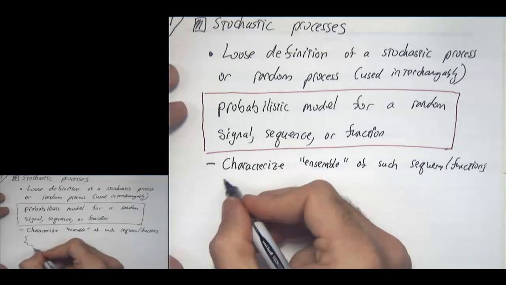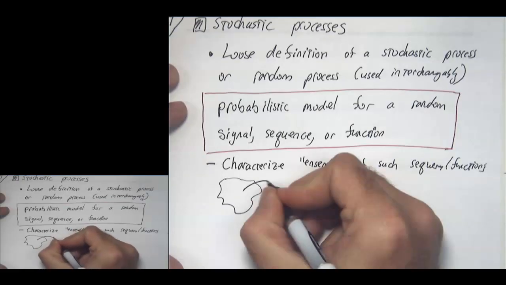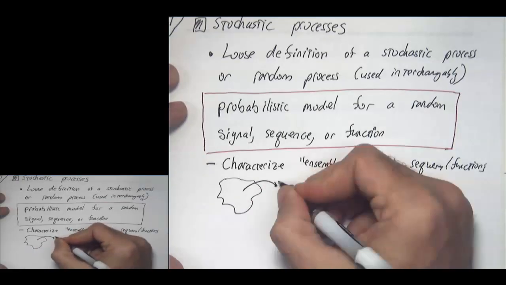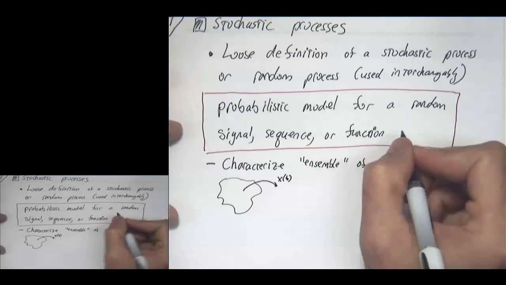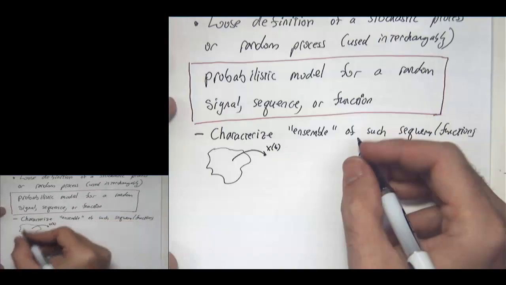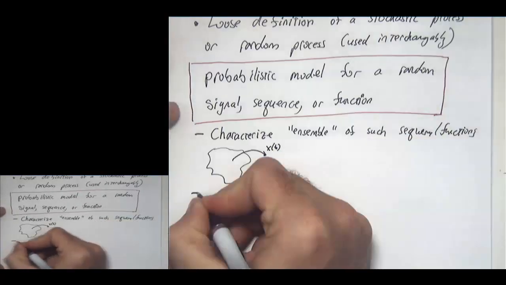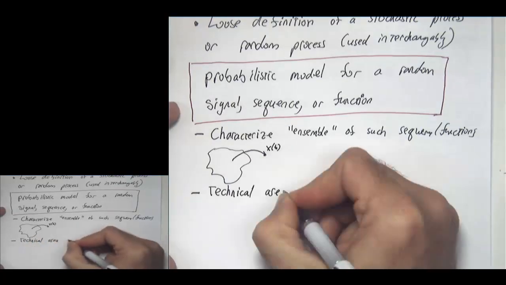And so, the typical picture here, you've got this probability space, you've got these outcomes. The outcomes of our probabilistic experiment will have the form of functions or signals instead of numbers. And that's the main technical difference. And it turns out that this is a very technical area that has deep mathematical foundations.